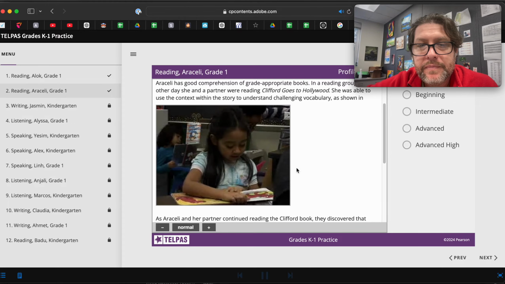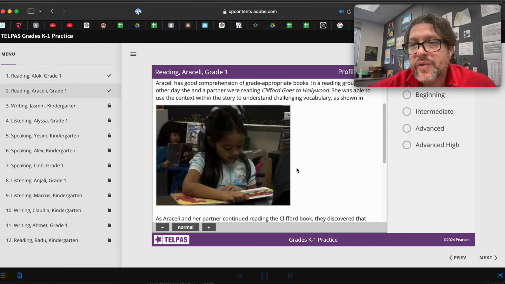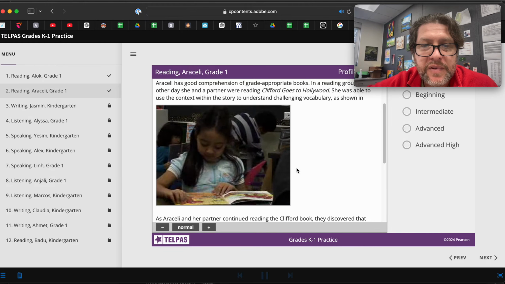Reading fluently. One day a man stopped us and asked, "That's not her reading." Clifford would like to be in a movie. Let's listen to Clifford, Araceli.